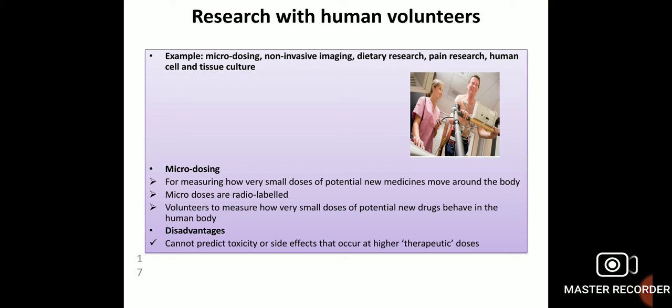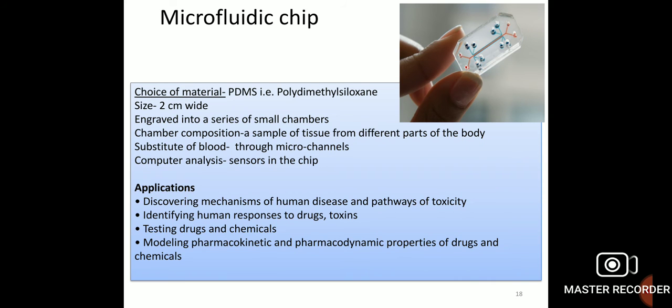That's why this technique is widely used, and these microdoses are radiolabeled so that we can see them from the outside. Volunteers are used to measure how very small doses of potential new drugs behave in a human body. What are the disadvantages of this method? We cannot predict the toxicity or side effects that occur at higher therapeutic doses. We are sure about the small doses, but we don't know what will happen with large doses, because we don't test them for a longer period of time.